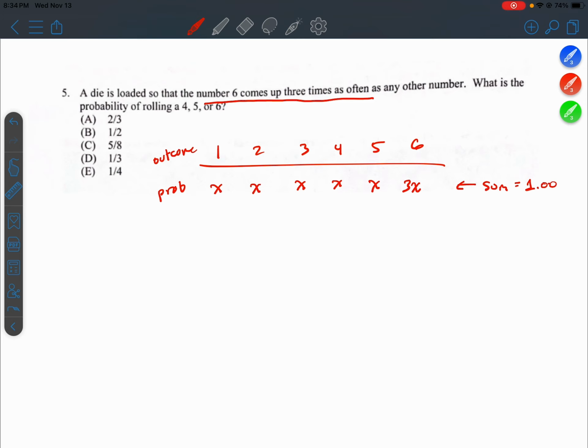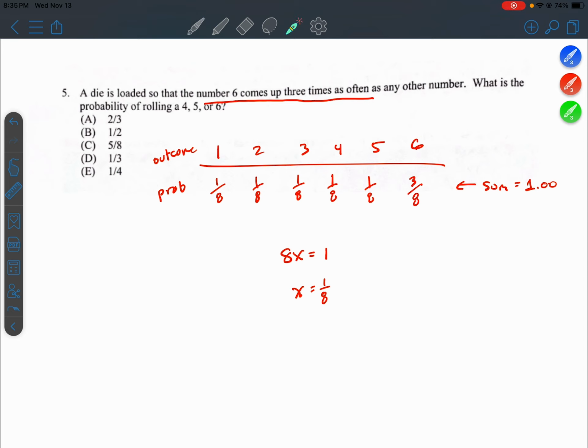Meaning what? 8x, right? If you add those up, you get 8x. 8x is equal to 1, so x is equal to 1/8. All right, so we'll go back in here and we'll replace all the x's with 1/8. So this is going to be 3 times 1/8, which is just 3/8.